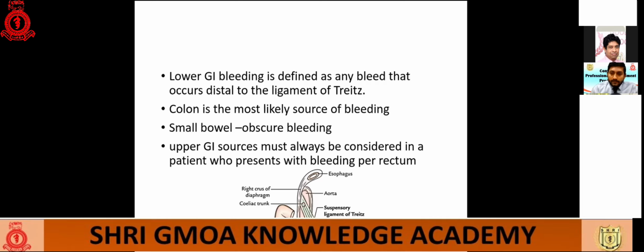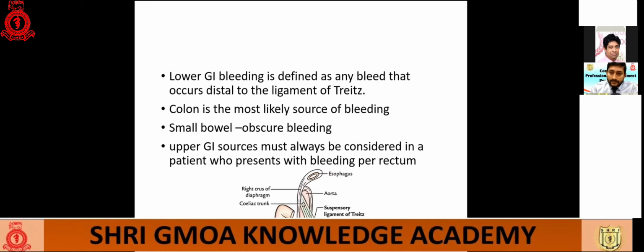So how do we define lower GI bleeding? Anatomically, the fourth part of the duodenum is attached to the upper jejunum at the ligament of Treitz. Any bleeding that occurs beyond the ligament of Treitz is called lower GI bleeding. This includes small bowel bleeding, colonic bleeding, as well as rectal bleeding. A peculiar thing about small bowel bleeding is that it's obscure and difficult to localize.